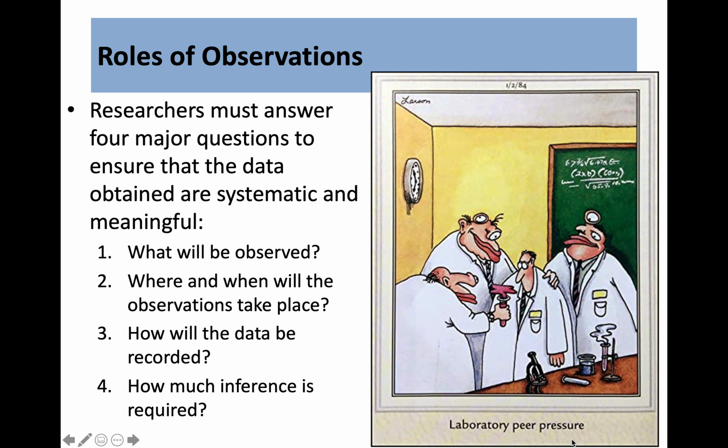You need to ask yourself what will be observed. If you're talking about depression, are you going to observe anything? Well, potentially what you're going to be doing is giving people surveys. Where and when will the observations take place? In this case, you could send the surveys by mail and ask them to send them back. You'd have to put a stamped, addressed envelope in with your survey, but that's okay. That's where and when they're going to take place. How will the data be recorded?